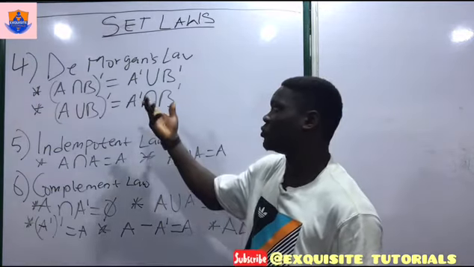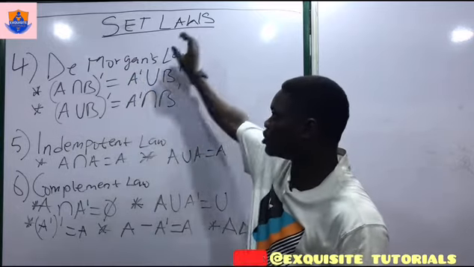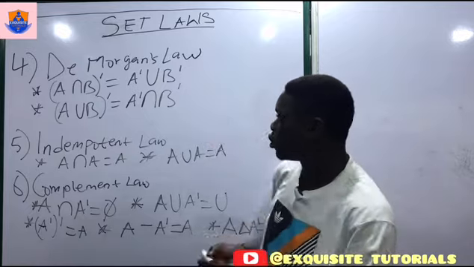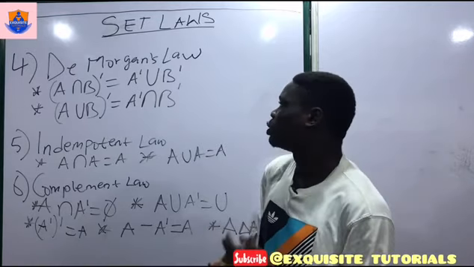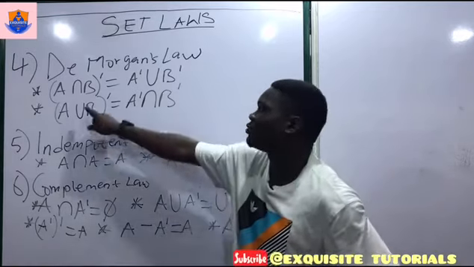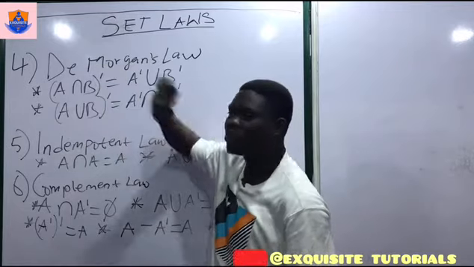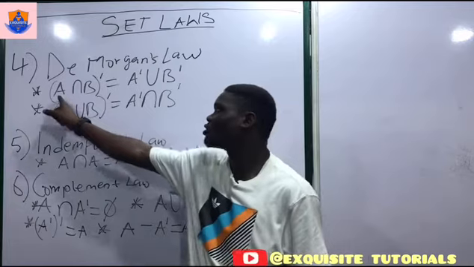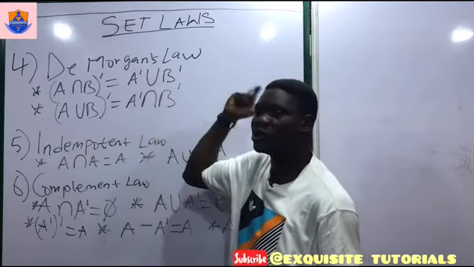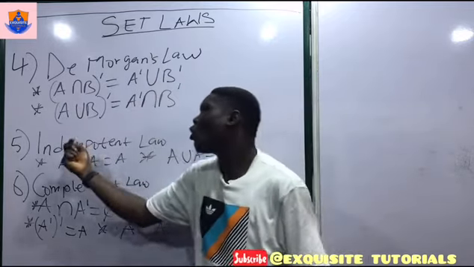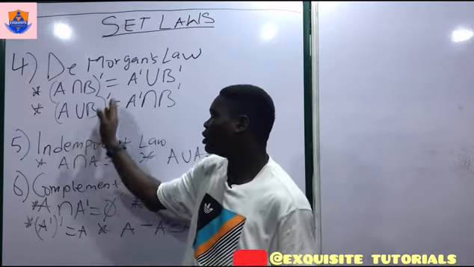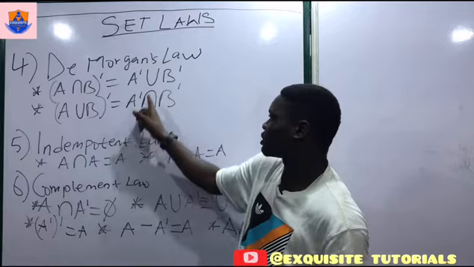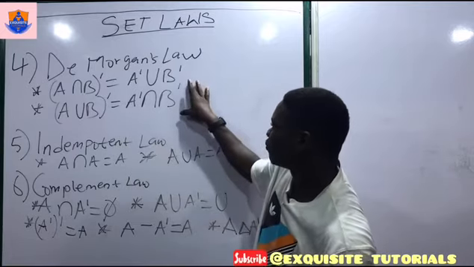So let's kick off with the fourth law of set, which is De Morgan's law. De Morgan's law states that when you have the complement of A intersect B, it is equivalent to the complement of A union the complement of B. Or when you have the complement of A union B, it is equivalent to the complement of A intersect the complement of B.